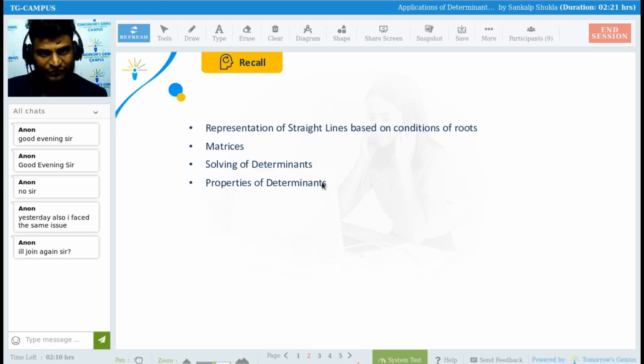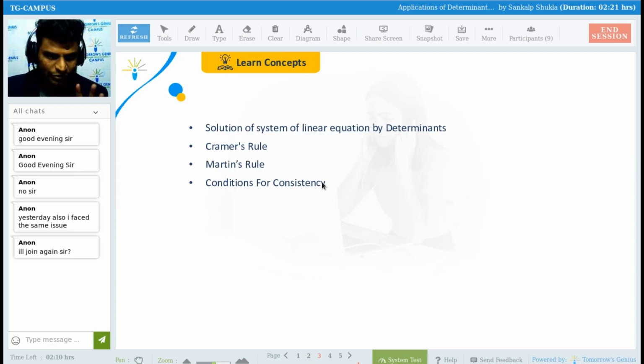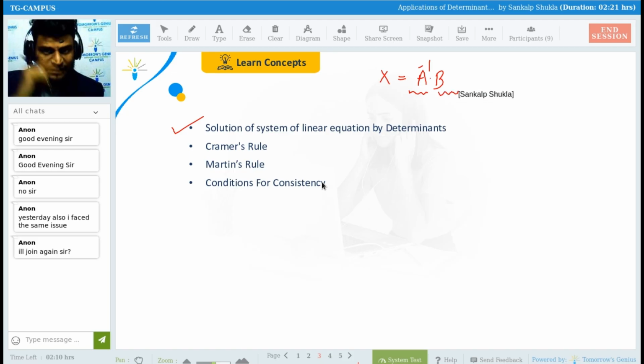However, in this session we are having three major concepts. First of all, there is solution of system of linear equation by determinant. This is very important because we have already seen how to solve a system of linear equations with the help of matrix method. And that is way too long because in that method we have to write x is equals to A inverse B first of all. Then we have to find the inverse of this A matrix. Then we have to find the multiplication product of inverse and B matrix. So this is a very time consuming method.